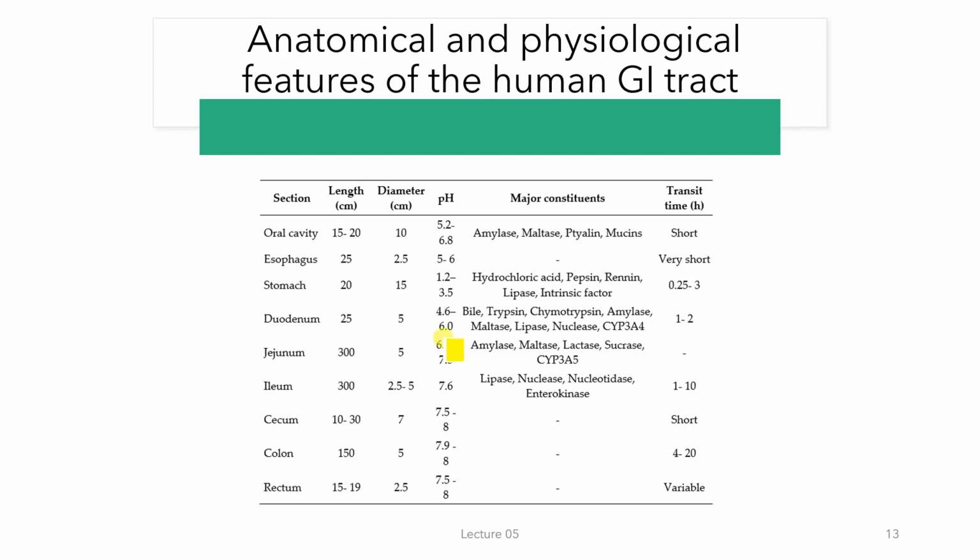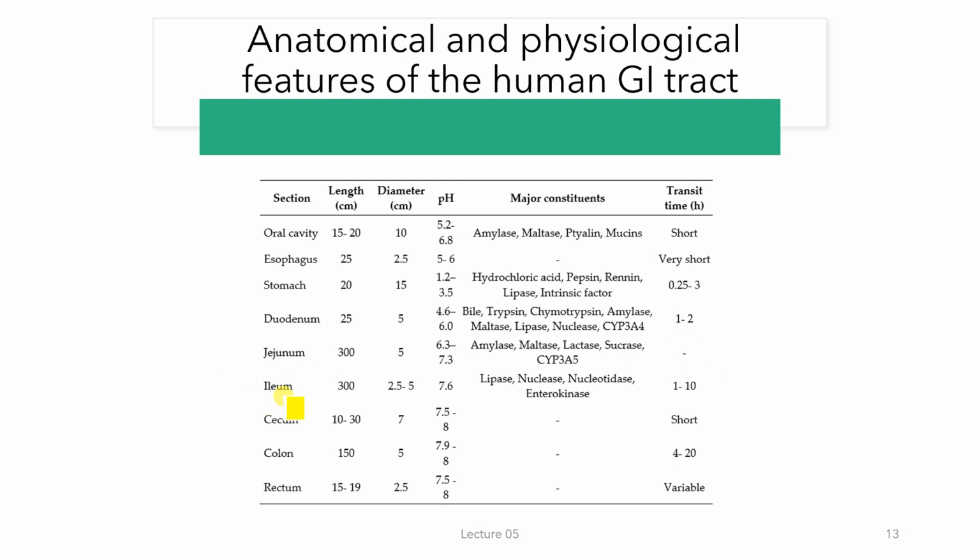The duodenum is followed by the jejunum. Its length is 300 centimeters and the diameter is around 5 centimeters. The pH in this region is slightly higher, from 6.3 to 7.3. Amylase, maltase, lactase, sucrase, and cytochrome P3A5 are the major constituents in this part. The transit time is unknown in this region.